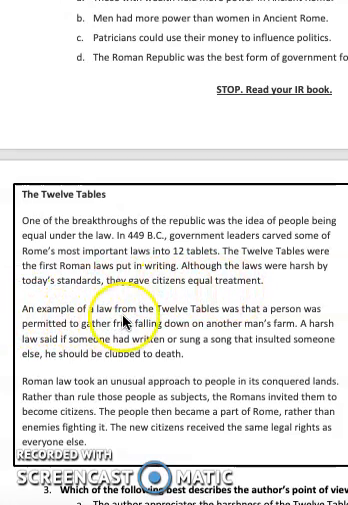An example of a law from the 12 Tables was that a person was permitted to gather fruit falling down on another man's farm. A harsh law said if someone had written or sung a song that insulted someone else, he should be clubbed to death.